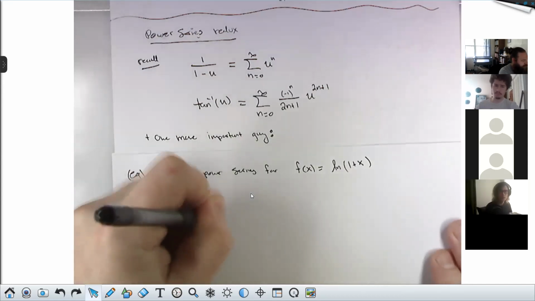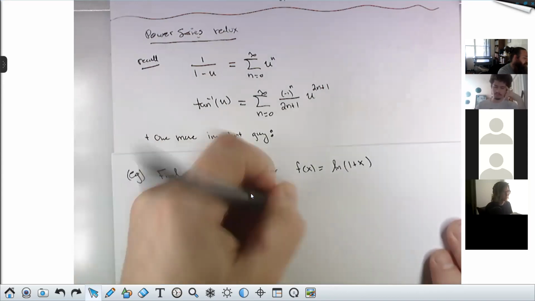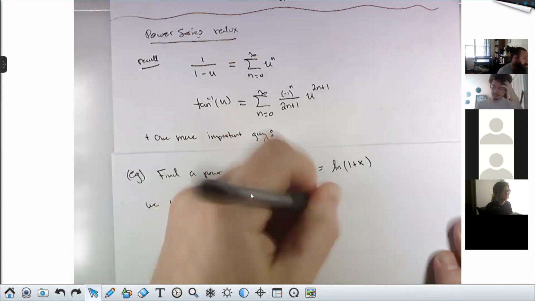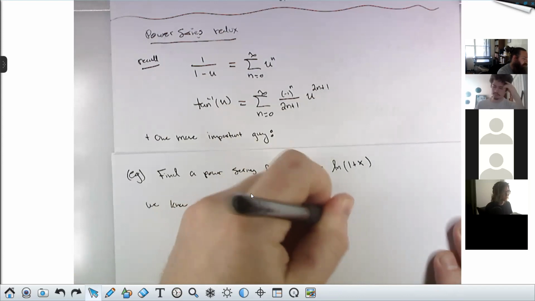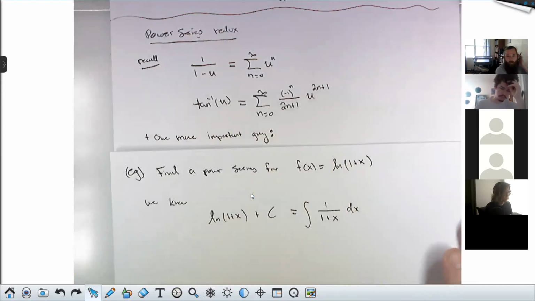We know that the ln of 1 plus x plus a constant is equal to the integral of 1 over 1 plus x dx, right? This integral is a very straightforward little u sub problem. If you sub, I'll say z sub so we don't confuse it with the u's above, if you sub z equals 1 plus x, then dz is dx. This becomes the integral of 1 over z dz, and you would get the natural log of the absolute value of 1 plus x there.